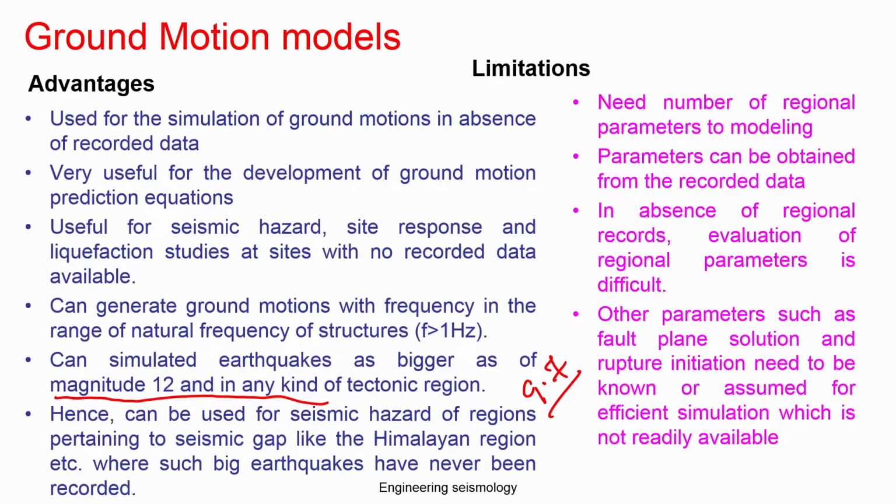So, what are the limitations of these ground motion models? They basically need a number of regional parameters to model, because they depend upon the input parameters. Your acceleration time history changes, and if you assume many parameters which are not measured in your region, you will end up with a wrong acceleration time history. If the parameters can be obtained from recorded data, then it will be more reliable. Even in the absence of big-earthquake data, even a minor earthquake will give you the cutoff, corner frequency, and seismic moment, and the attenuation characteristics can also be obtained from minor earthquake data.